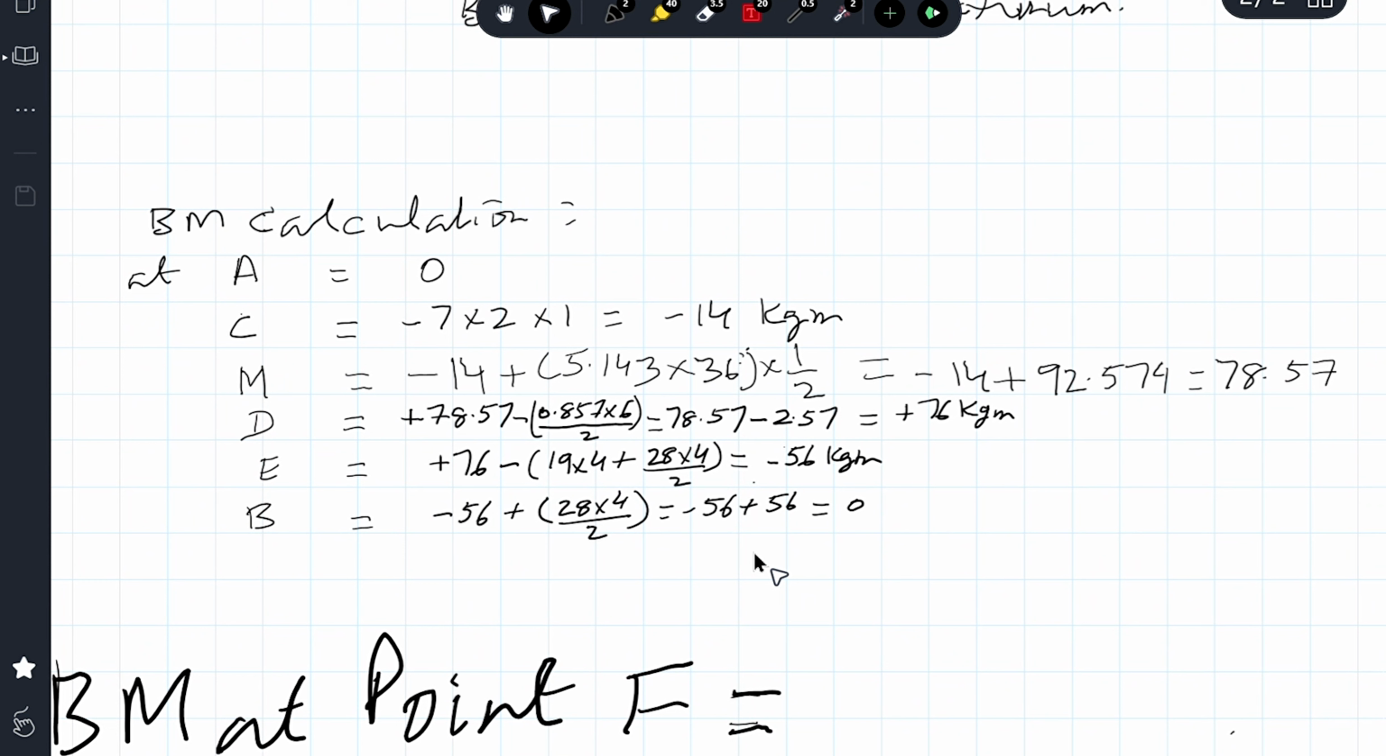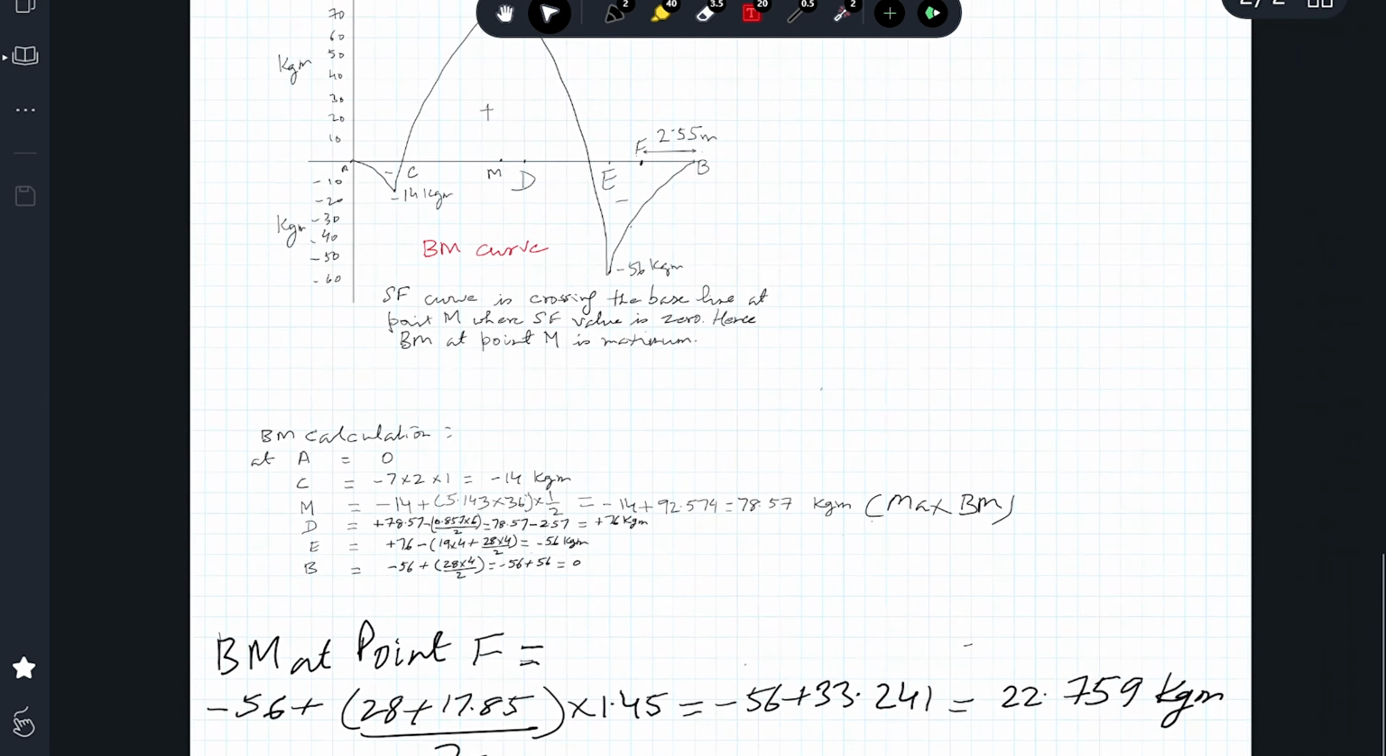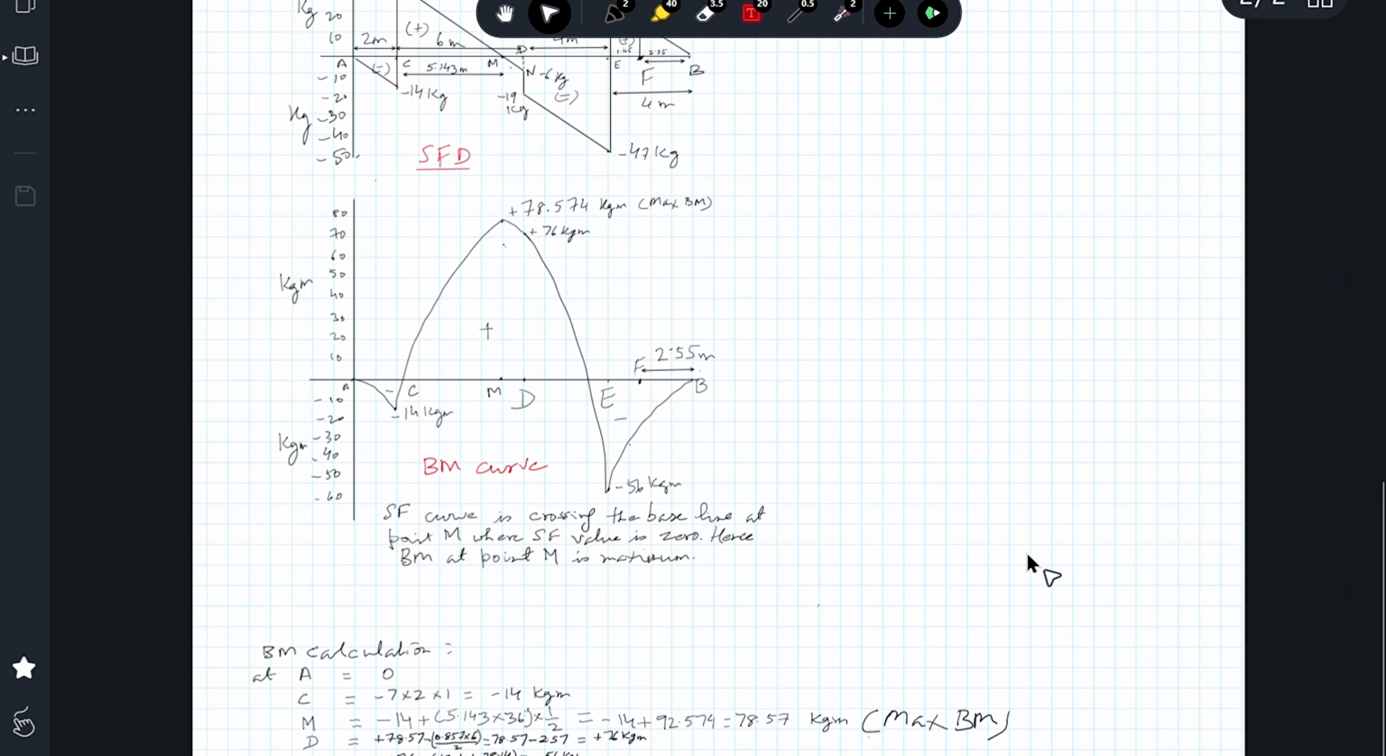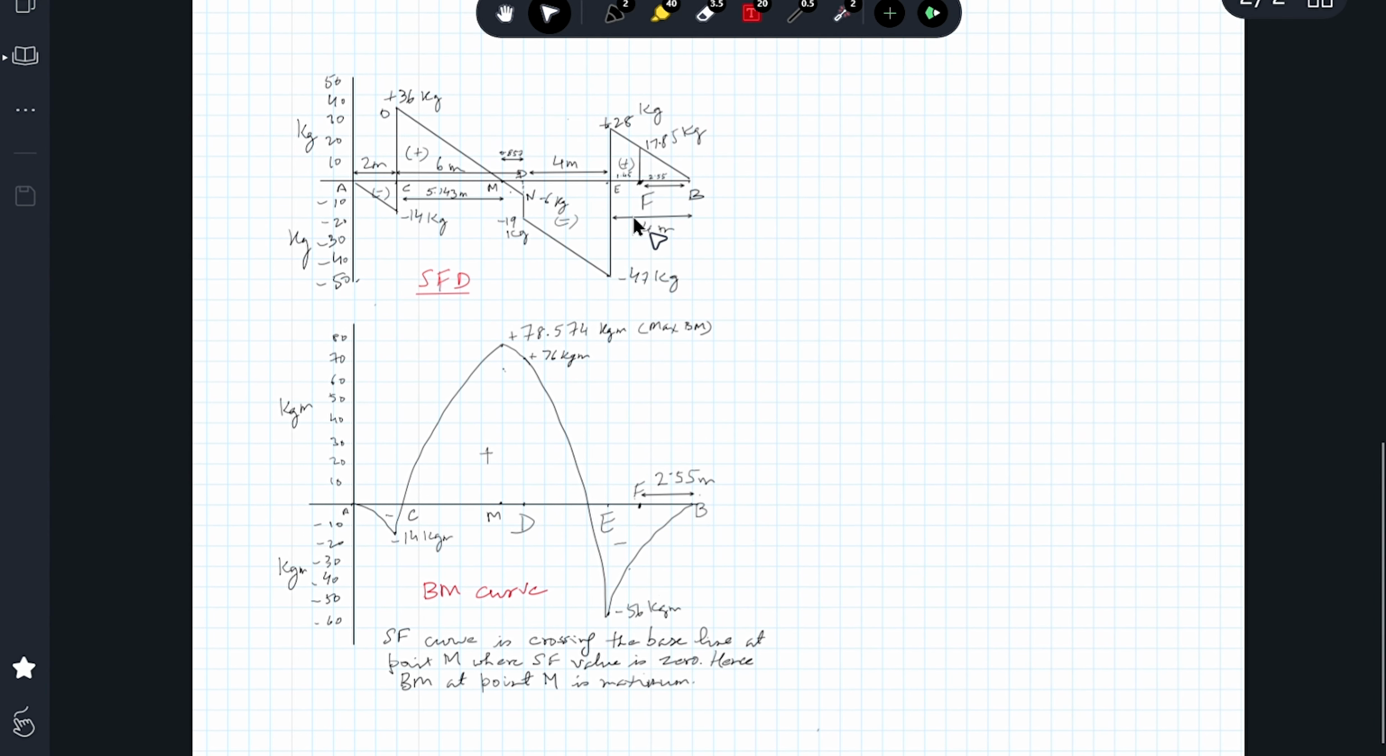Also in the question they have asked at point 2.55 meter from end B, we got the SF. What will be the bending moment at point F, which is 2.55 meter? This point F here, 2.55 meter from point B.